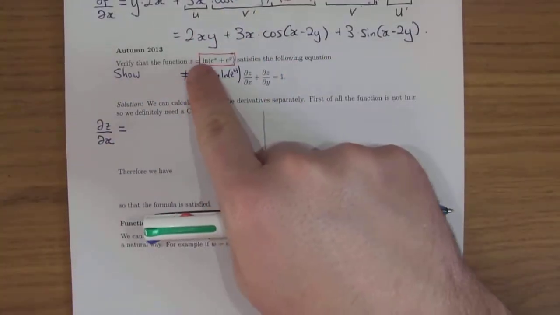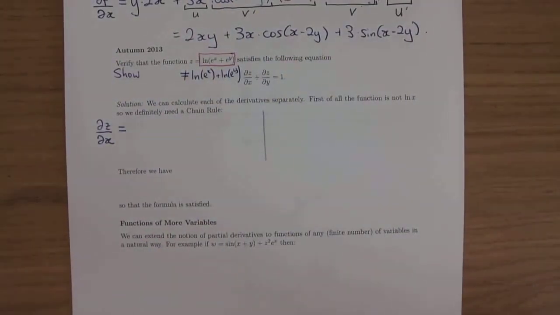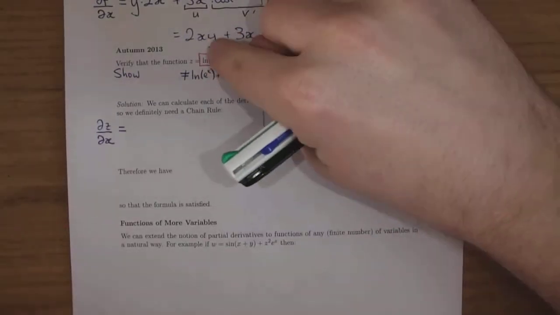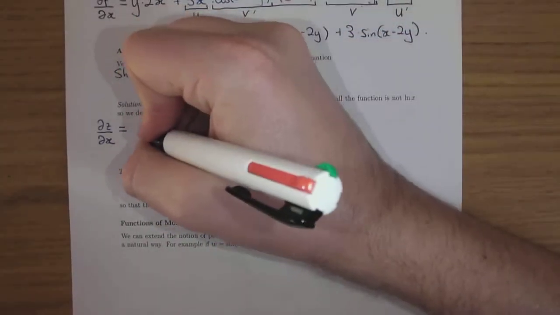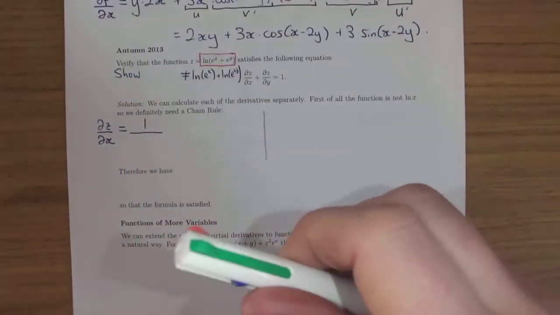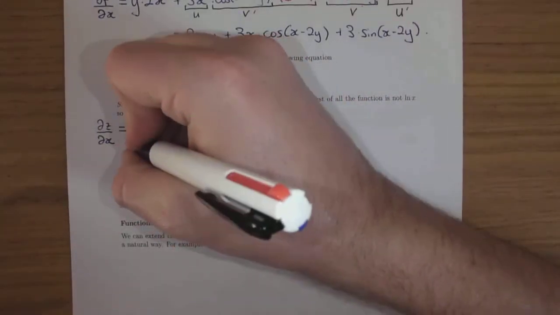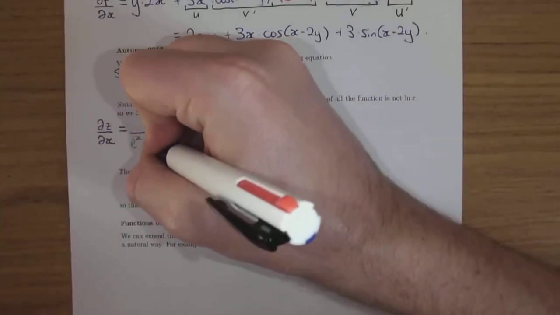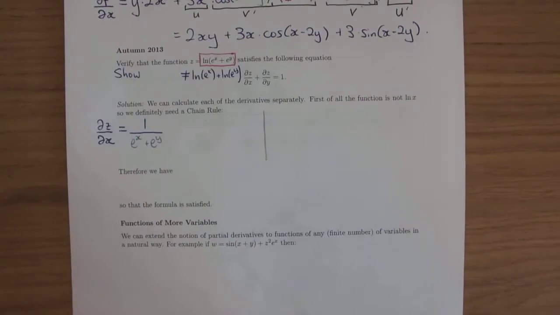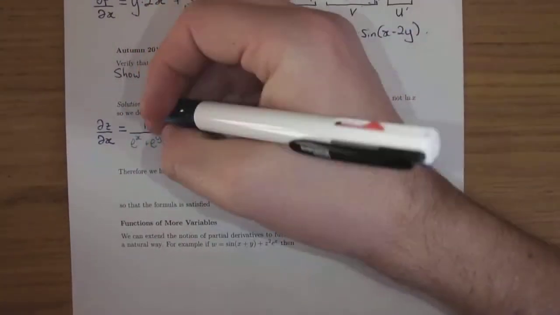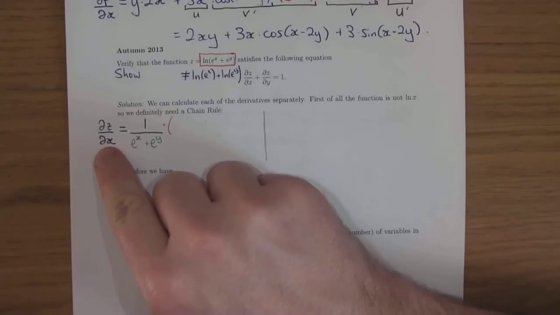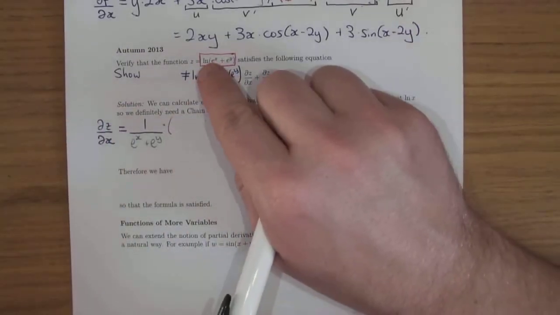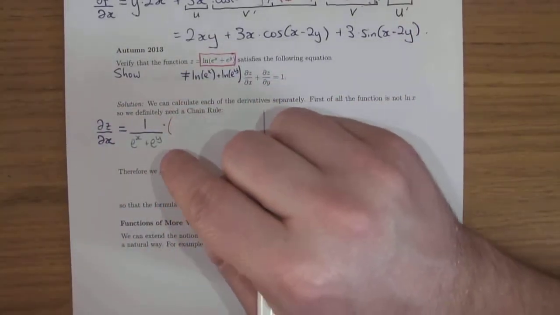So the outside function is log of x and the inside function is e to the x plus e to the y. The chain rule says you differentiate the outside. What is the derivative of log of x? 1 over x. The chain rule says evaluate that at the inside. The inside is e to the x plus e to the y. And the chain rule says multiply by the derivative of what's inside. And we're differentiating with respect to x.